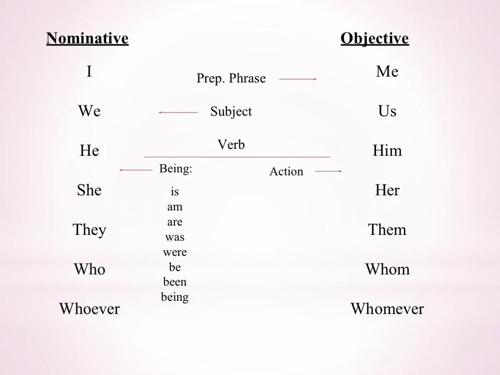If that very last word is listed as one of the being verbs, then you would choose the nominative case pronoun that comes after it. If, however, the very last word of the verb phrase is not on the being verb list, then it automatically makes it an action verb, and you would choose an objective case pronoun.